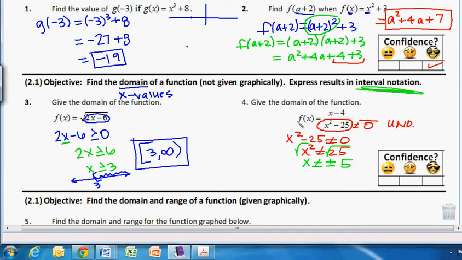So writing this in interval notation then, that's going to give us 3 parts. We're going to start from negative infinity to negative 5.